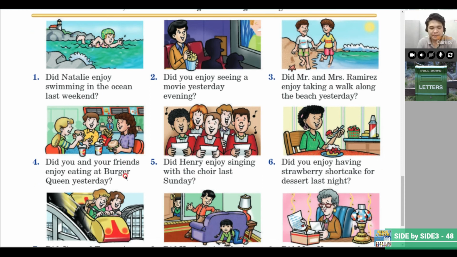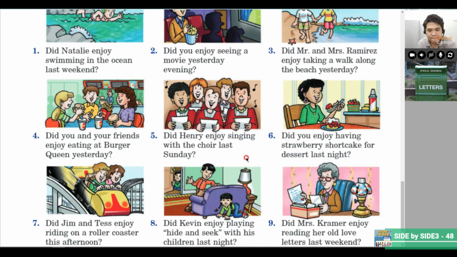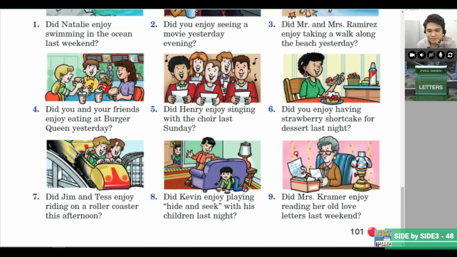Number four. Yes, we did. We hadn't eaten at Burger Queen in a long time. Number five. Did Henry enjoy singing with the choir last Sunday? Yes, he did. He hadn't sung with the choir in a long time. Okay, number six. Yes, I did. I hadn't had strawberry shortcake for dessert in a long time.